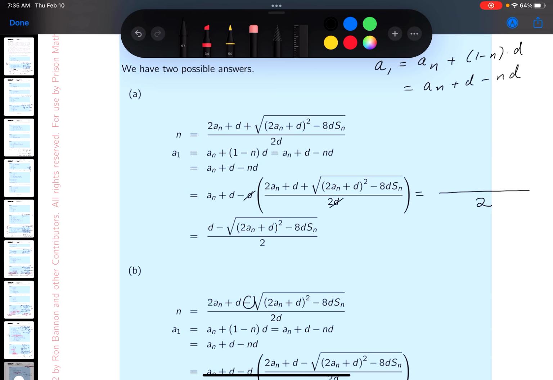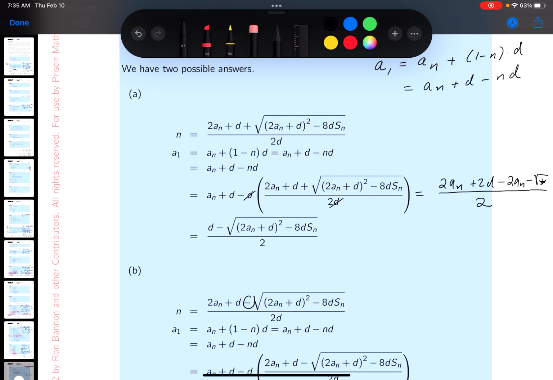And what would you get? You would get 2an plus 2d, and then minus what's inside that parentheses there, right? So I hope you realize you get 2an minus that crazy looking root. And all I want to do is make sure that I'm getting what I said I was supposed to be getting. All right?